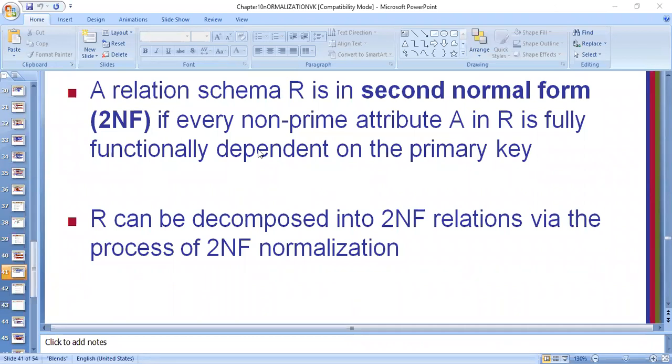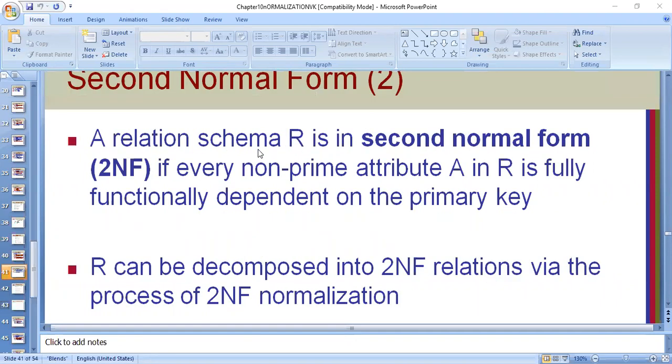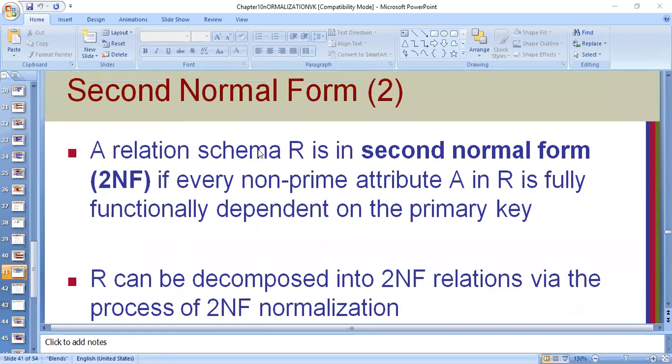Yesterday we saw the definition and example of first normal form. As a quick recap, first normal form does not allow multi-valued attributes, composite attributes, or nested relations. We considered two examples.